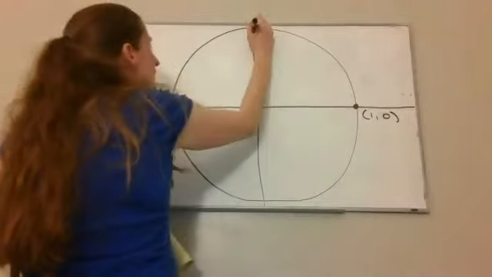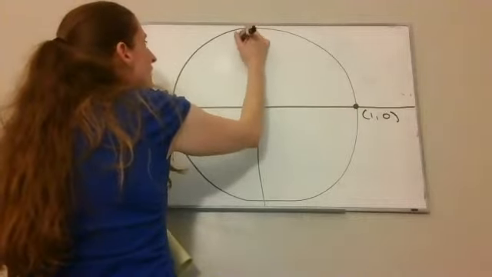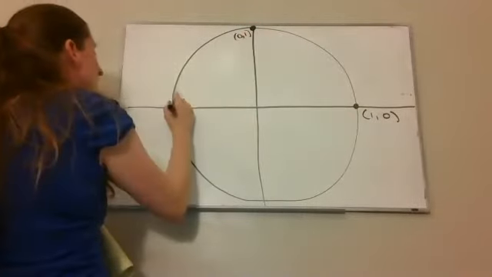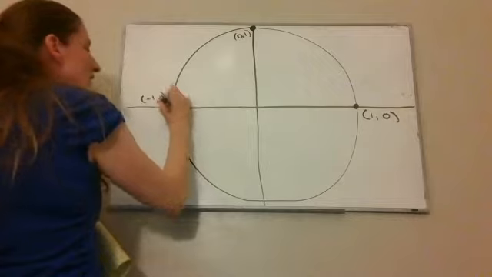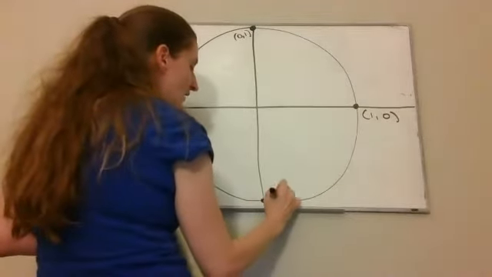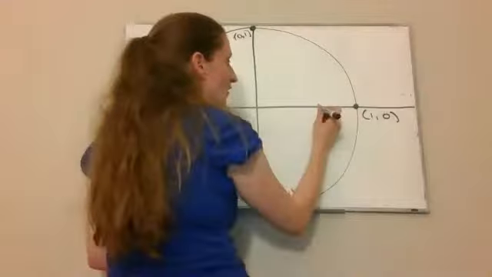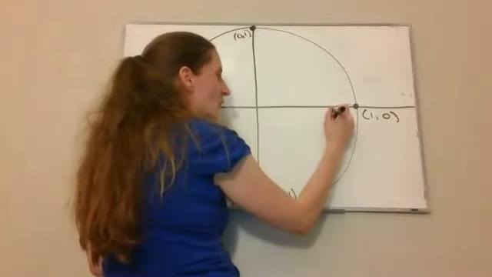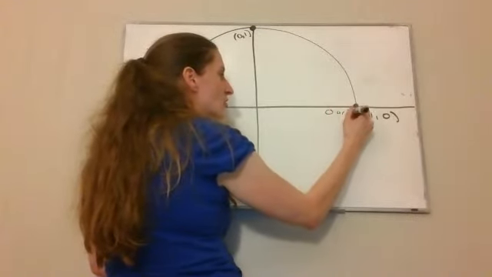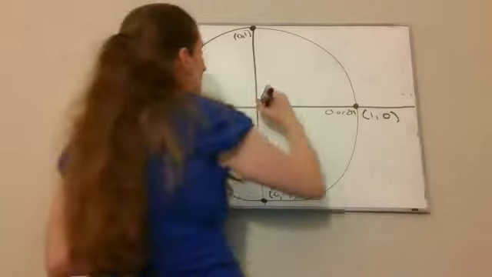So I have 1, 0. I have the point 0, 1, negative 1, 0, and 0, negative 1. So I know that this point here is corresponding to 0 or 2 pi for my angle.